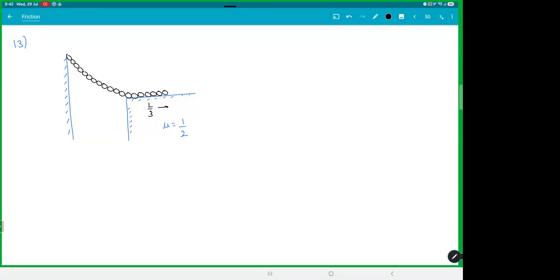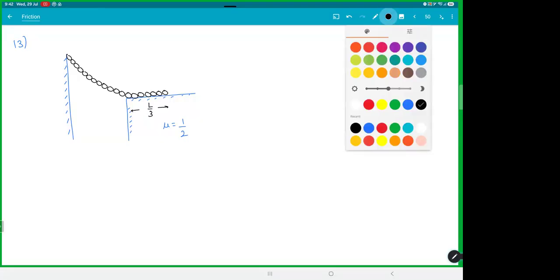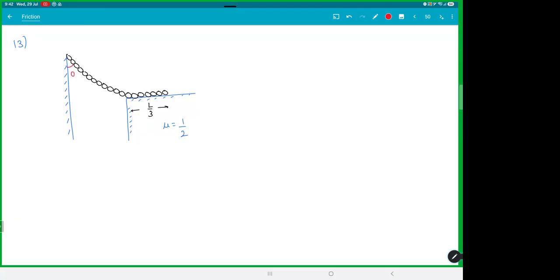This part is L by 3. This is theta. This is a fixture. The mass of the chain is M and the length is L. So 1/3 of the chain is on a table, on a rough table. Gravity is present. The chain is on the verge of slipping. Find theta.